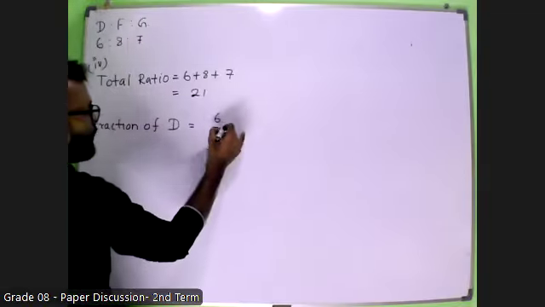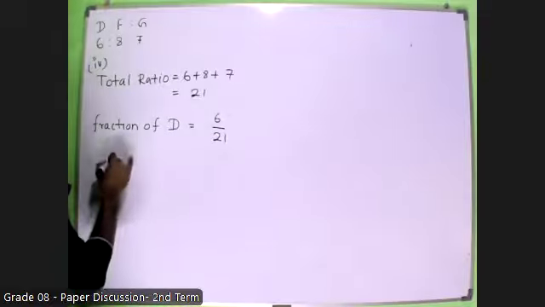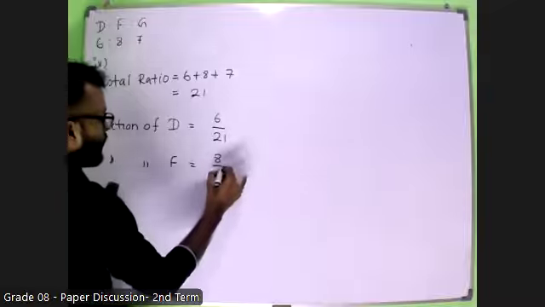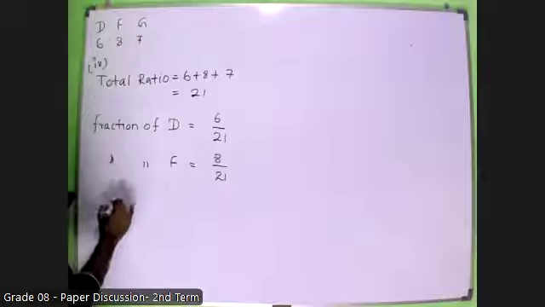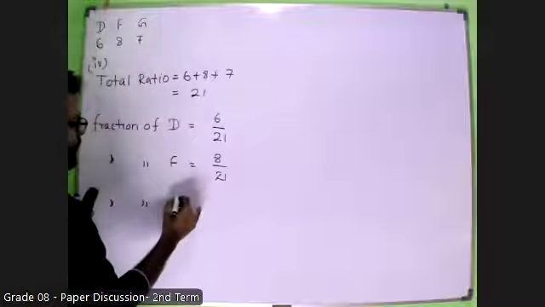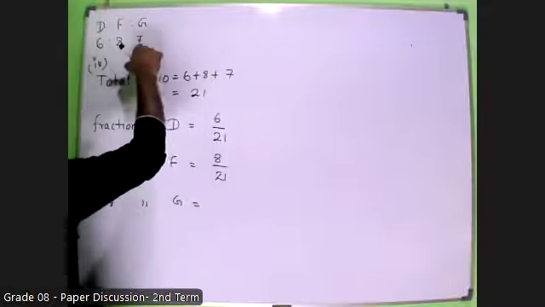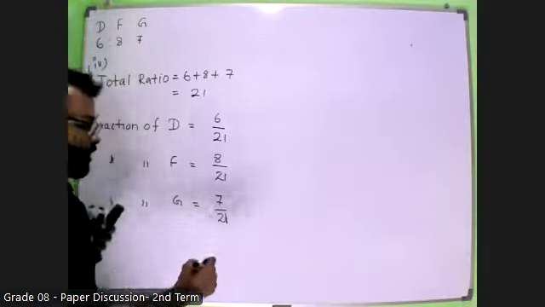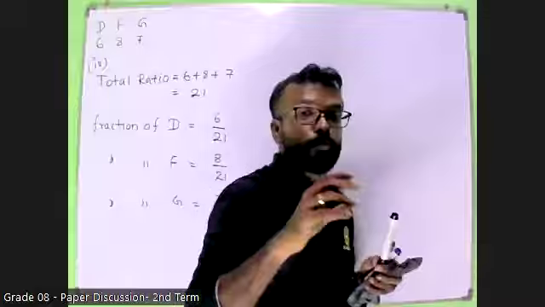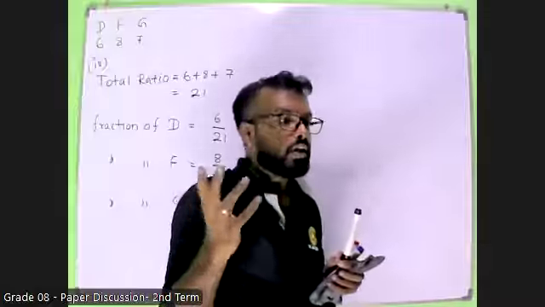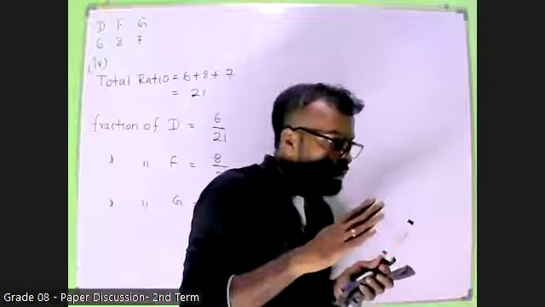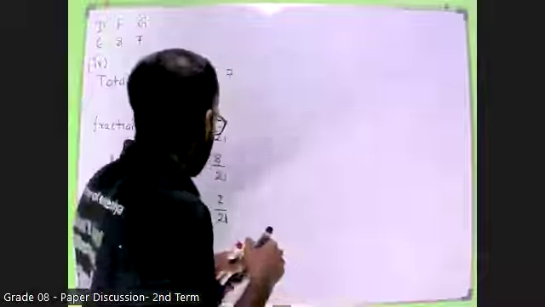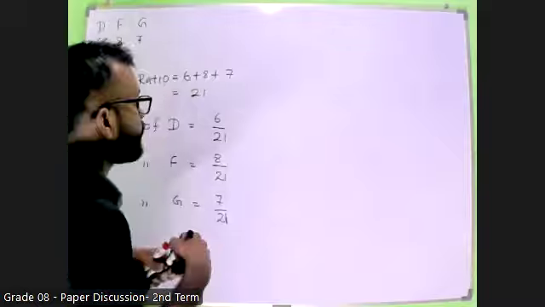6 divided by 21. Then fraction of Fatima, 8 divided by 21. Then fraction of Ganesha. What is the part of Ganesha? 7 divided by 21. Then the total profit that they have taken at the end of the year is 210,000 rupees. So this is the fraction, and we are going to find the amount.